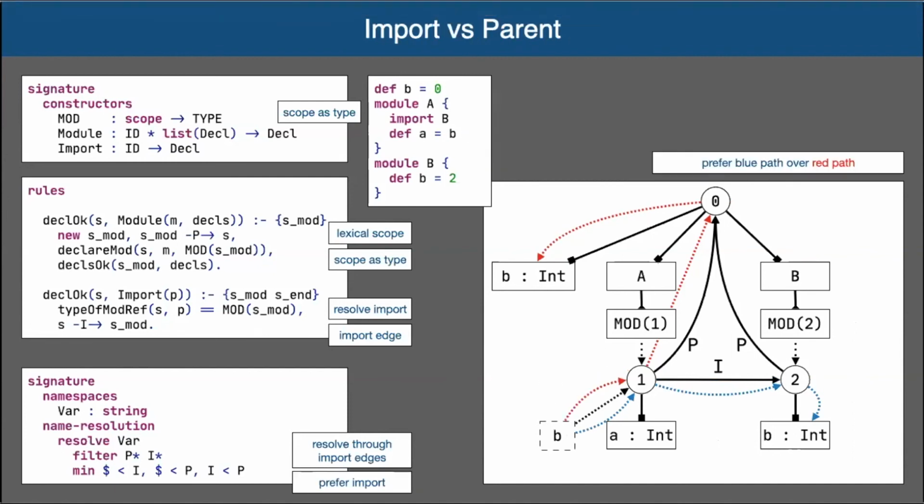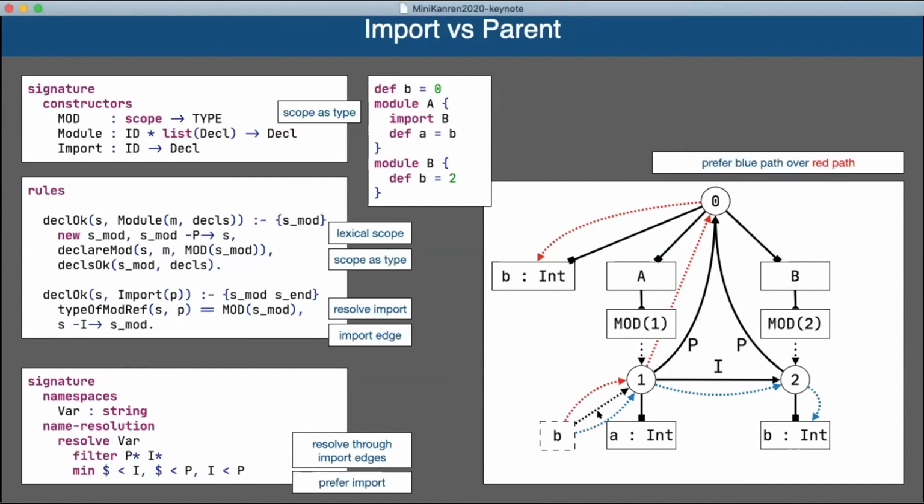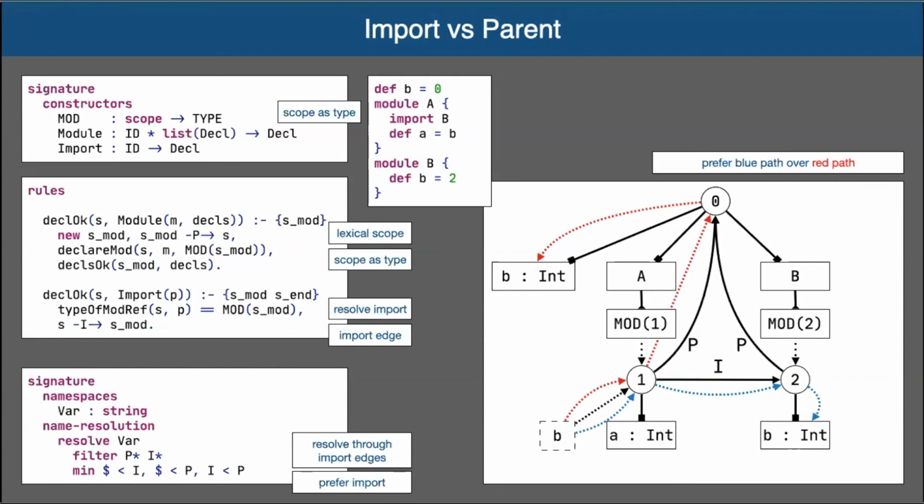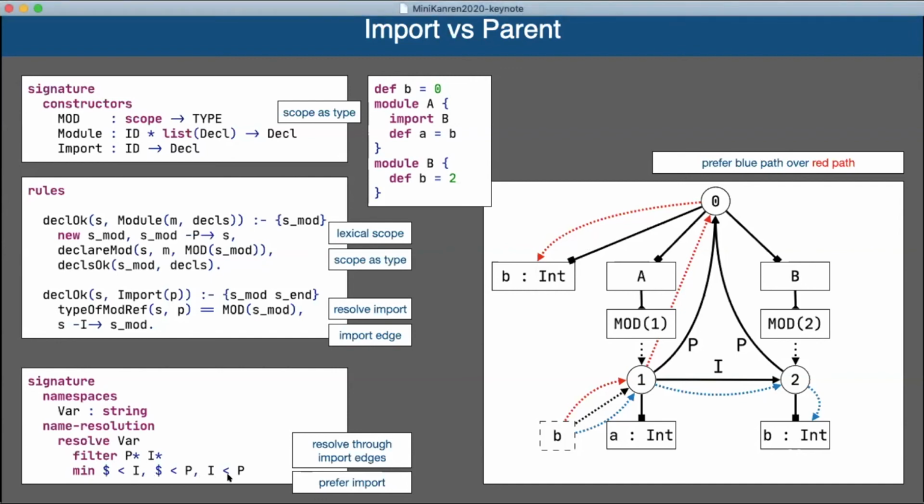And now there can be multiple edges, right? So for example, if we have a variable B over here that is defined both at the top level and in this module B over here, then both these may be reachable, but we may want to define a policy that says, well, we prefer imports over lexical parents. So in this policy, we say that I is less than P, so that means imports shadow variables visible from the lexical context.